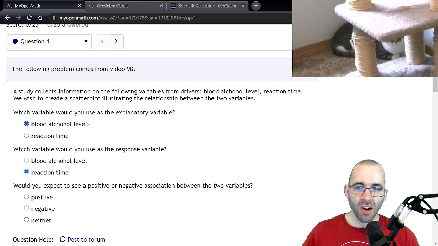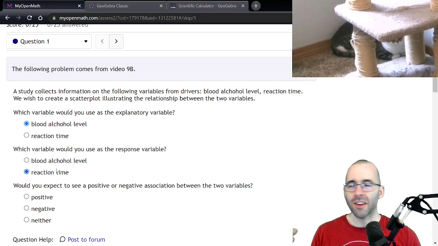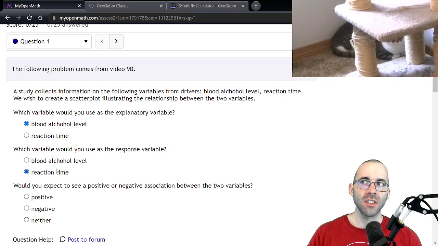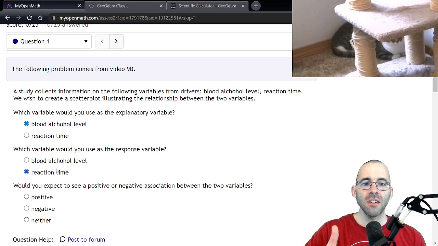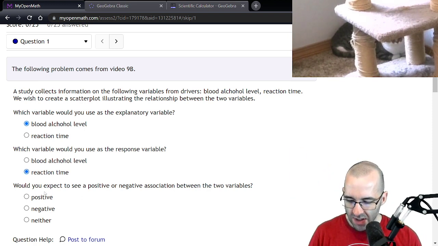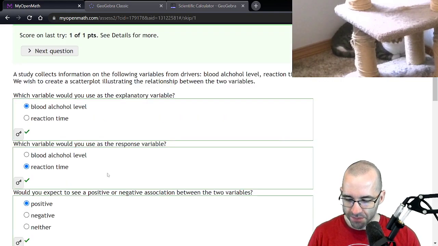And as blood alcohol content level goes up, do we think reaction time will go up or go down? And be careful, because we think, okay, the more drunk you are, the worse your reaction time is. But that means your reaction time increases. It takes longer to react. So increase in alcohol is increase in reaction time, even though we think it means worse. So we're going to say a positive correlation on this one.